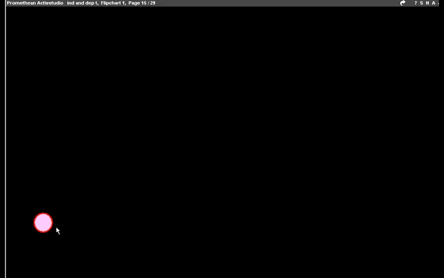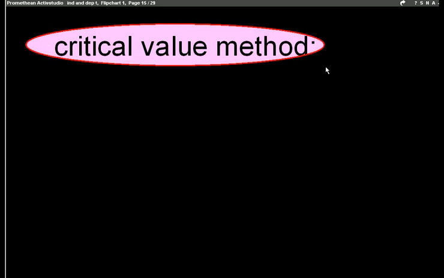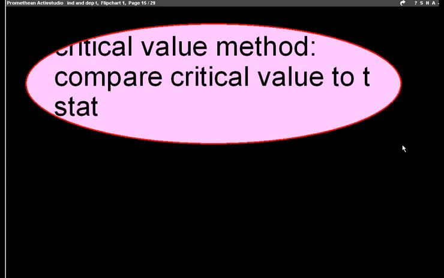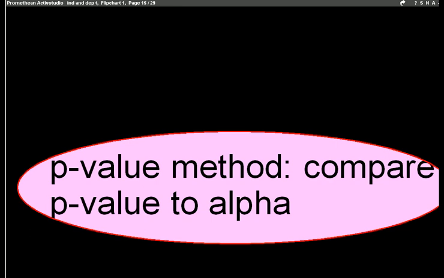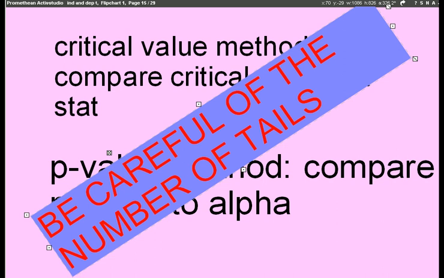So in short, when we're doing independent t-tests, we have two methods. The critical value method, compare the critical value to the t-statistic. Or the p-value method, compare the p-value that's given to alpha. However, you must be careful of the number of tails when you're reading the printout. Furthermore, if you're using a different statistical program than Excel, sometimes you have to divide the p-value by 2. But for our purposes, just be careful of which numbers you read.